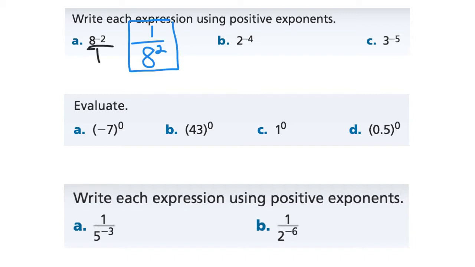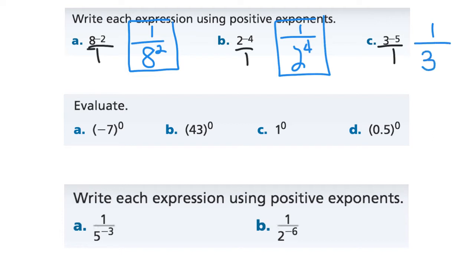2 to the negative fourth power is over 1, and its reciprocal, so that we can lose the negative, is 1 over 2 to the fourth power. And then our last one, 3 to the negative 5 power, we can place it over 1, and then we want to flip it into its reciprocal, so 1 over 3 to the fifth power. This is how we write negative exponent expressions with a positive exponent.